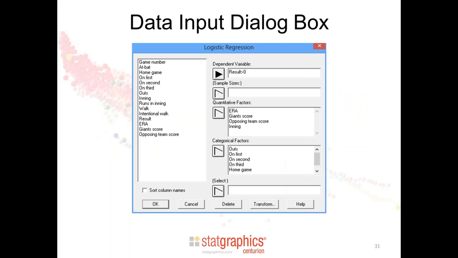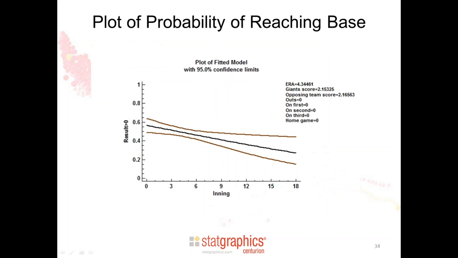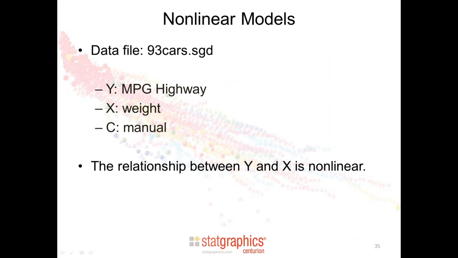I'm going to also show you just briefly two other examples of how we can use categorical factors in regressions. The first of the last two examples will be that of fitting a nonlinear model.